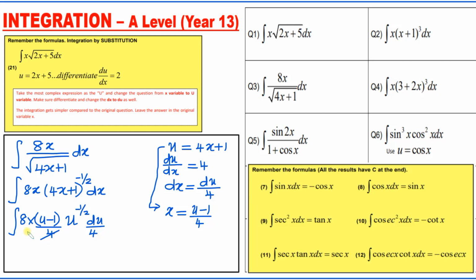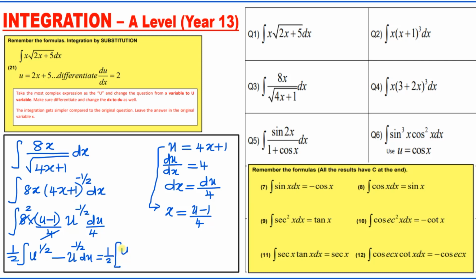And now this 4 and this 8 cancel, with 2, 2 and 4. Half is going to be outside the integration. Integration of u to the power 1, expanding the bracket at the same time, u to the power 1 times u to the power minus half: u to the power half minus u to the power minus half, du, right? So everything is du, and now I'm going to integrate. Half is going to be at the outside.